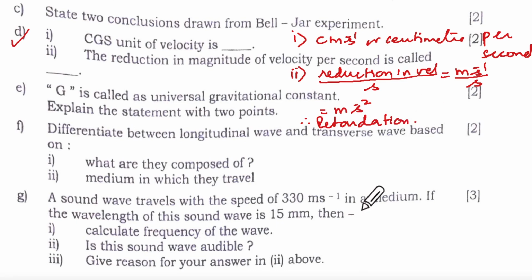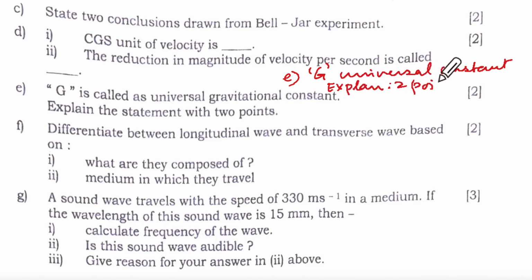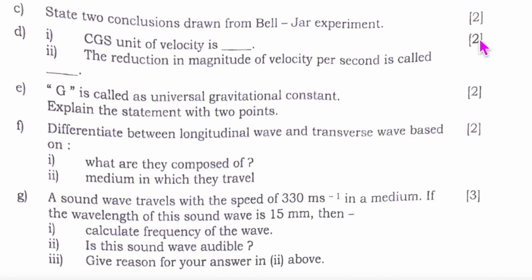Retardation. Yes. Okay, then we come to E. G is called the universal constant. Explain the statement with 2 points. G, universal constant. Now I think many of you will not know this by heart. So explain and write over there 2 points. And I'll give you this for homework just now. Is that okay? Look in the book and write number 1 and number 2. Learn it up. And don't say, ma'am, you learn it for us.